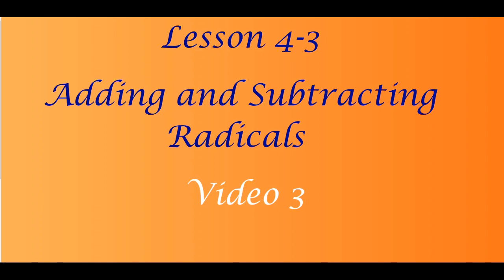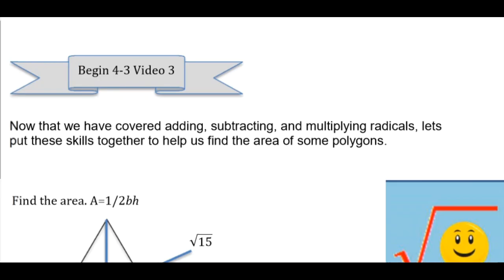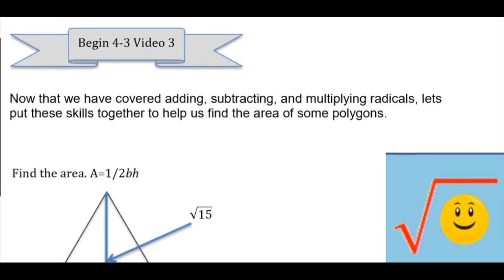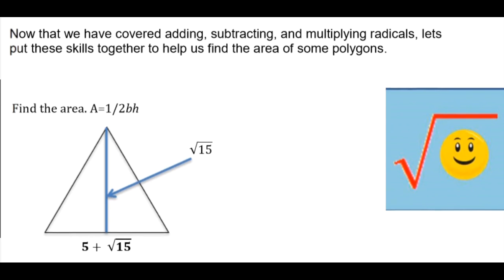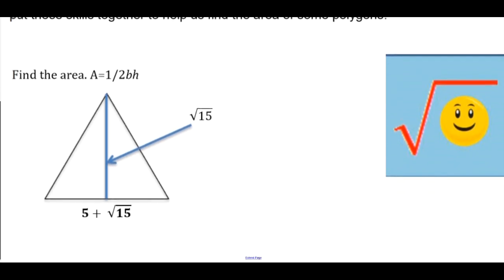Right, time to do an application style problem. Let's go ahead and get to the examples. Now that we've covered adding and subtracting and multiplying, we can put these together to find the area of some polygons. So you've got to use your multiplying skills that you did before, but we're going to find the area of this triangle. So remember, the formula for area of a triangle is 1/2 times the base times the height.